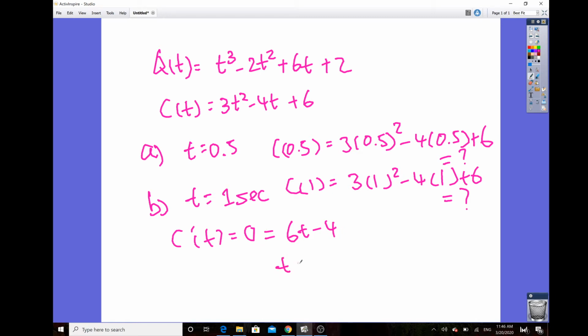So that means t equals 4 over 6. And then reduce, so that means the time is 2/3 second. So at time equals 2/3 second, we guarantee that the current is going to be the lowest. Okay, so that's the one.